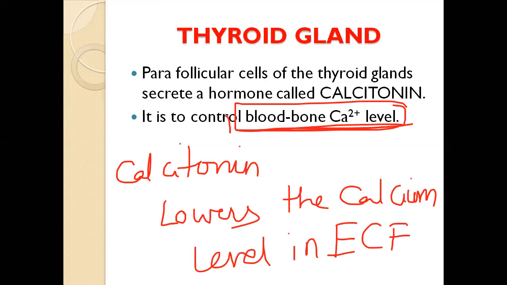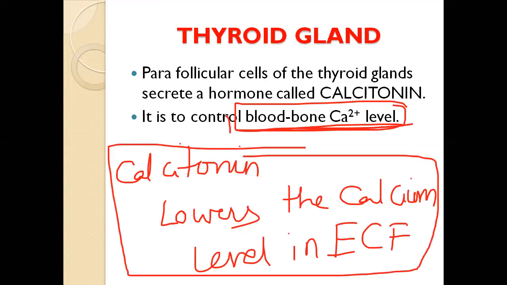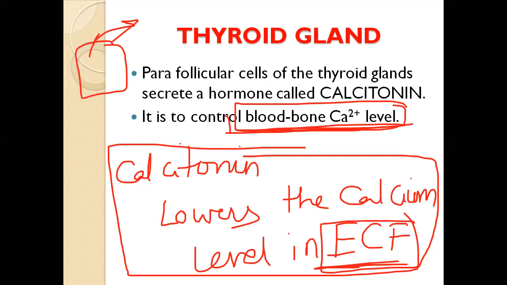That also we're going to learn in parathyroid gland. So till the time, remember this: calcitonin lowers the calcium level in ECF. That was given simply here. ECF is extracellular fluid, meaning the fluid present outside the cell. That may be blood, lymph, or body fluid, anything. Simply we can say it as ECF. So do remember that.